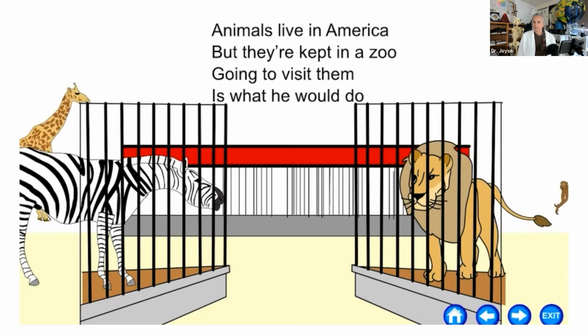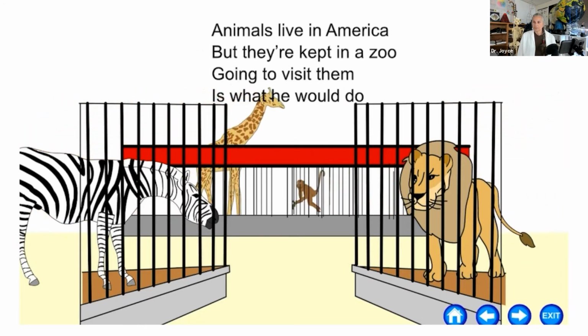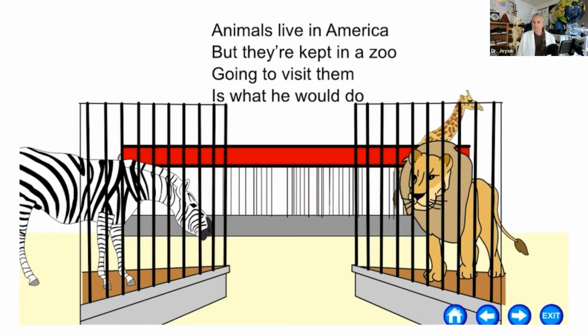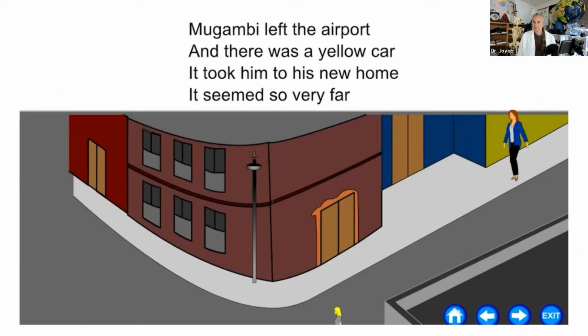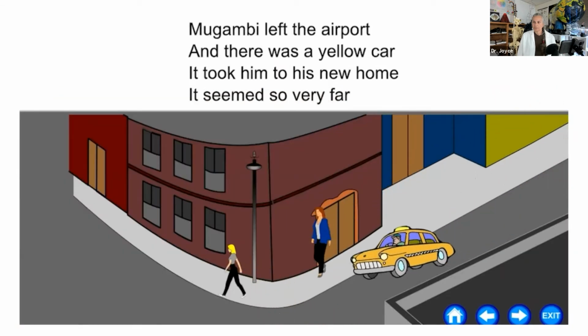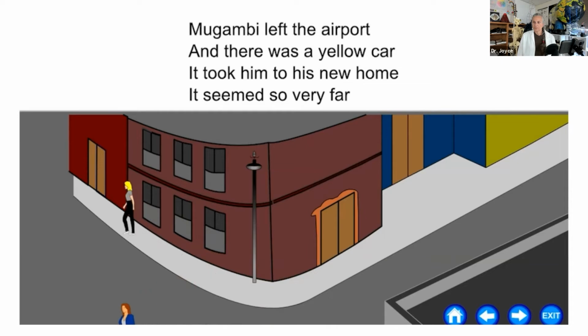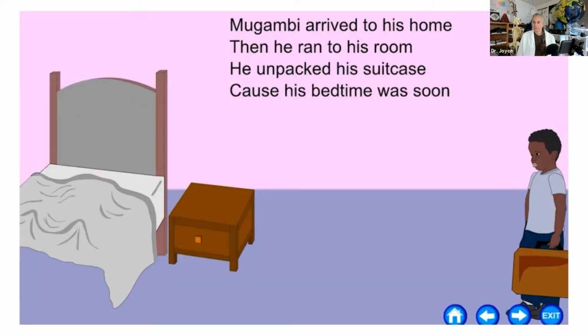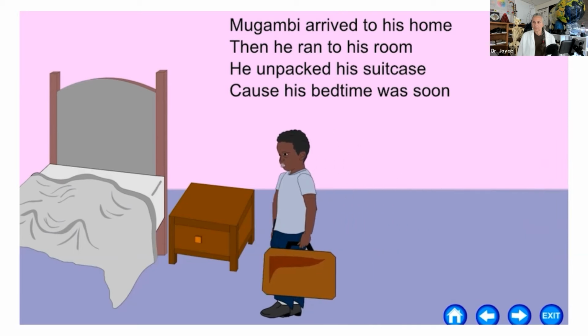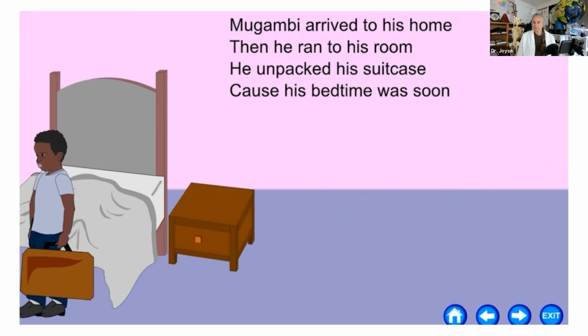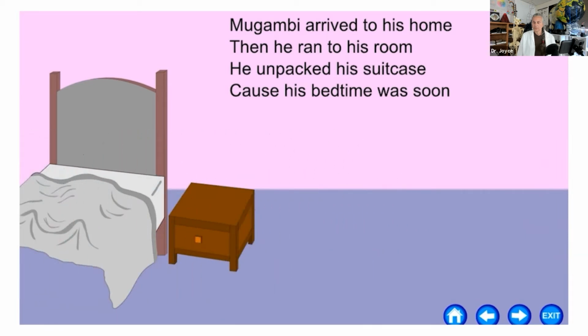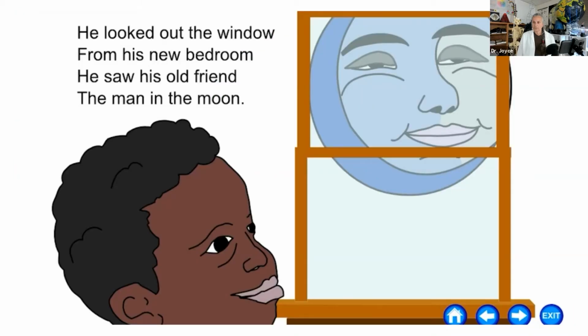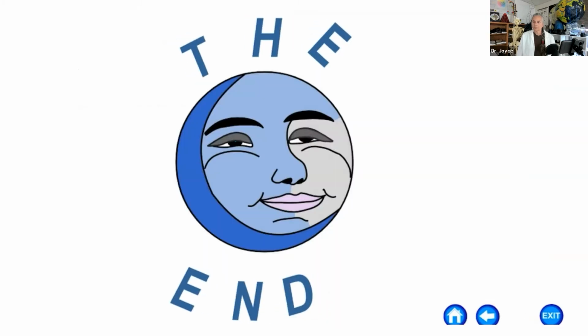Animals live in America, but they're kept in a zoo. Going to visit them is what he would do. Mugambi left the airport, and there was a yellow car. It took him to his new home. It seemed so very far. Mugambi arrived at his home, then he ran to his room. He unpacked his suitcase, 'cause his bedtime was soon. He looked out the window from his new bedroom. He saw his old friend, the man in the moon. The end.